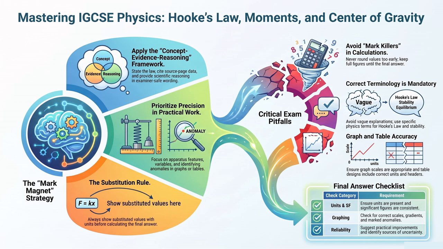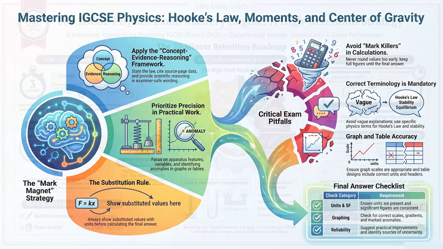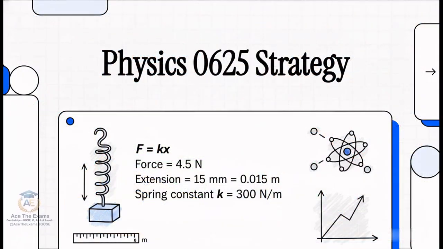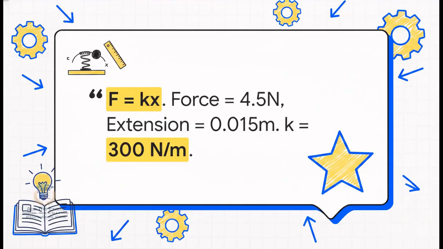F equals kx. Force equals 4.5 newtons. Extension equals 15 millimeters, which we immediately convert to 0.015 meters. Therefore, the spring constant k equals 300 newtons per meter. Now that calculation, right there, isn't just correct. It is a flawless, top-band answer. Writing it out exactly like that guarantees you full marks on a Cambridge IGCSE Physics 0625 paper.